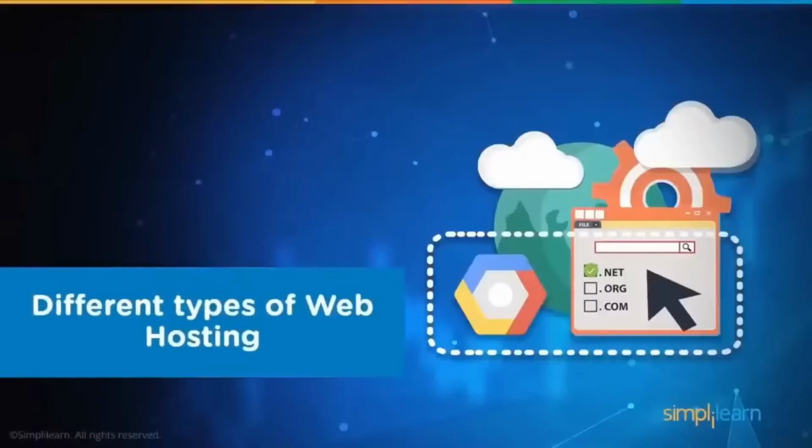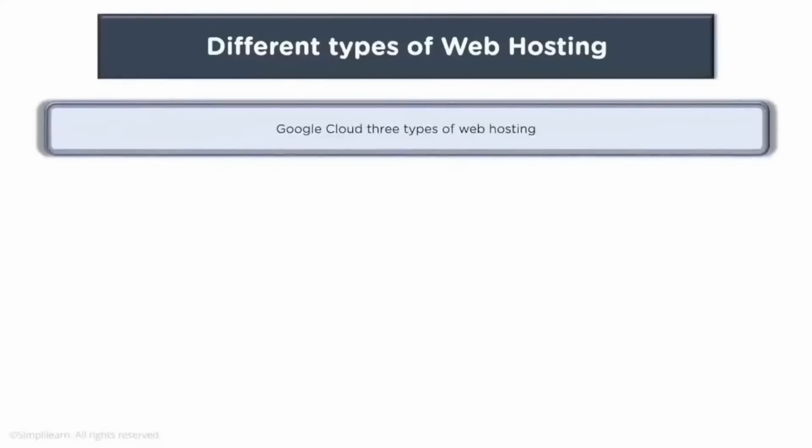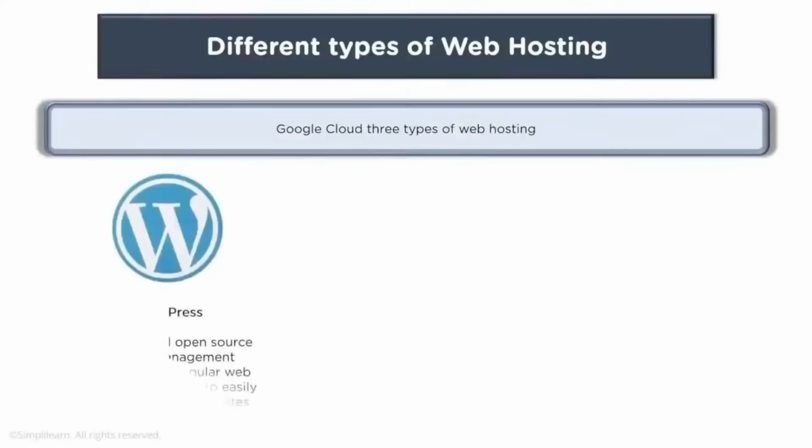Now, when you talk about different types of web hosting, Google Cloud offers three types. You have WordPress, a free and open source content management system. You might have used it in the past or heard about it, where a lot of websites are created. It is a popular web publishing platform to easily set up blogs and websites, and is used by organizations and individual users for having their blogs, running their websites, or promoting their products.